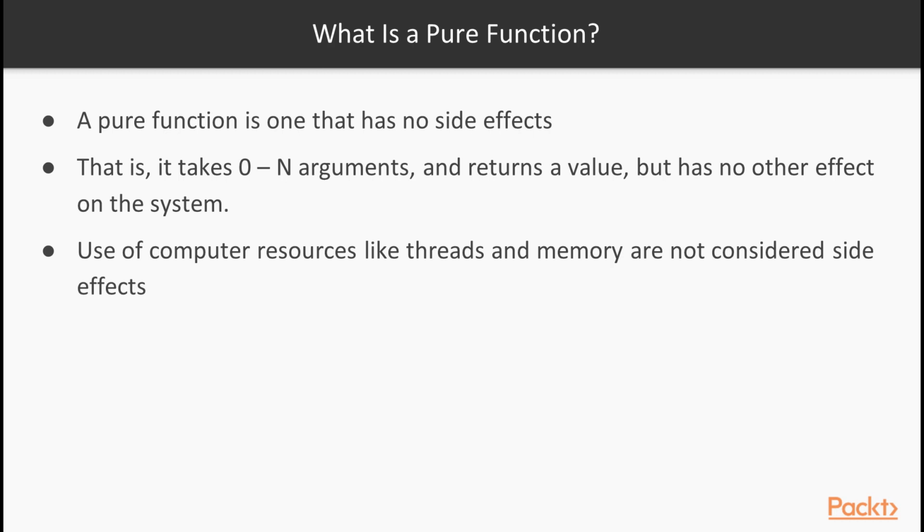A pure function is simply one with no side effects. That is, it takes 0 or more arguments, returns a value, but has no other effects on the system. That isn't quite literally true, of course, since all functions do use computer resources like threads and memory, but those are not considered side effects because they have no effects that your program can detect.